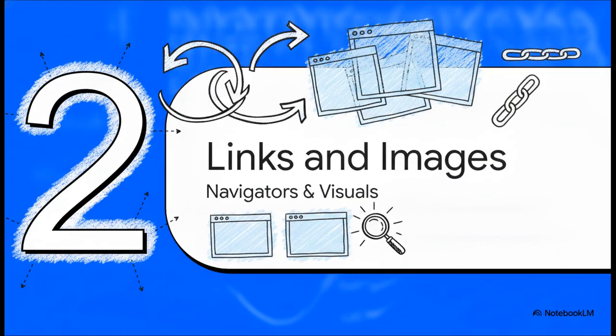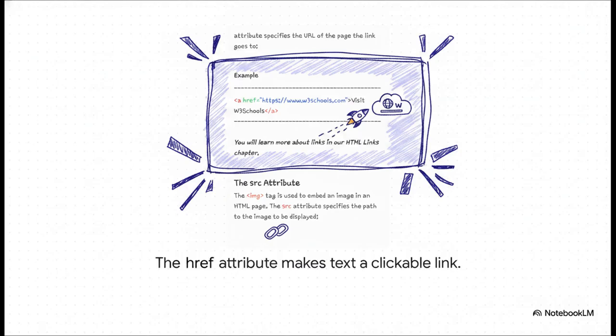Moving right along to part 2, creating links and images. Let's look at the navigators and the visuals. All right, let's dive into our first set of actual superpowers, the navigators and the visuals that actually get our users moving around and, well, seeing things. Because without these, the internet would just be a super boring collection of static text documents, right?